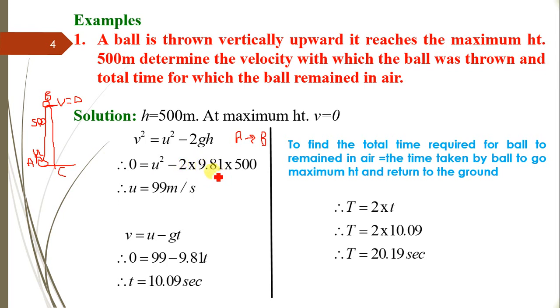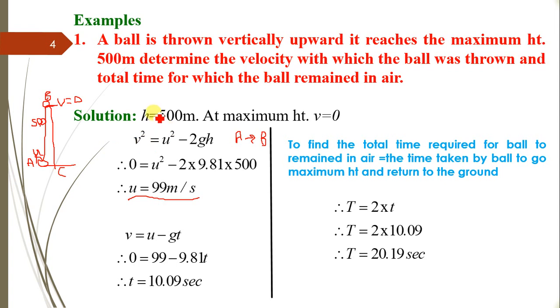into 9.81, and h is the maximum height reached by the ball, that is 500. As the initial position and the final position are in the upward direction, these quantities of velocity and height are positive, so h is equal to 500. Substituting and solving this, we get u equals 99 meters per second. It means that when we throw a ball with a velocity of 99 meters per second, it reaches a maximum height of 500 meters, and then it comes down.